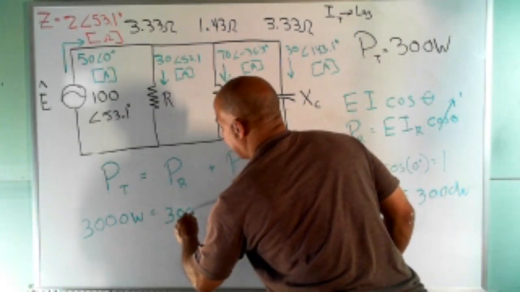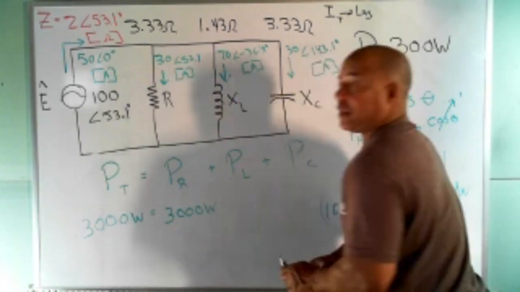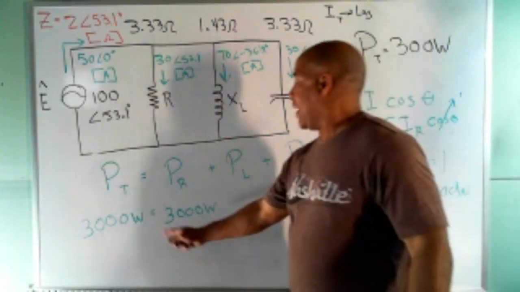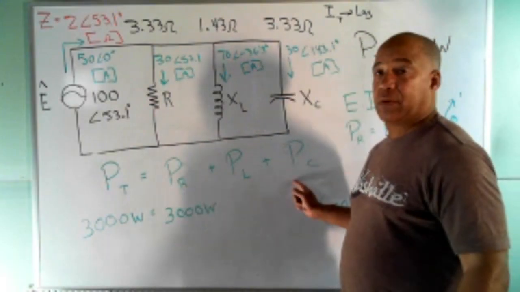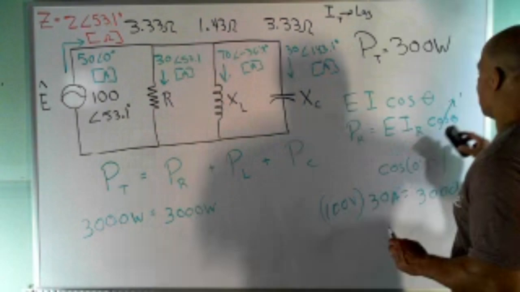So we got 300 right here. Now already look at what this is telling you: that the resistor is dissipating all the power. Okay, what about these two? Well, let's look at what the math tells us about those two.